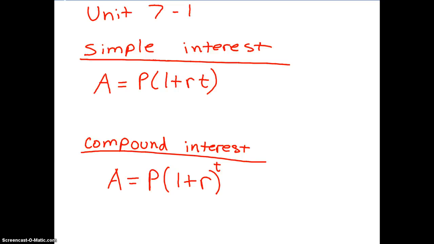Okay, so for the first video of Unit 7, we're going to talk about simple interest and compound interest. The formulas are up here for you guys to copy, so please write this down in your notes. Now, P, R, and T represent the same thing for both of these equations. P is the starting amount, or the principal amount.